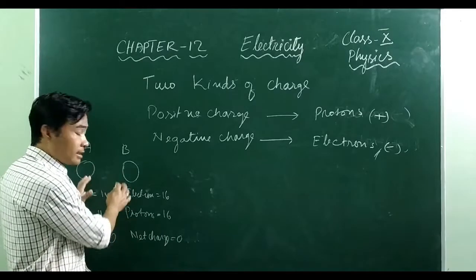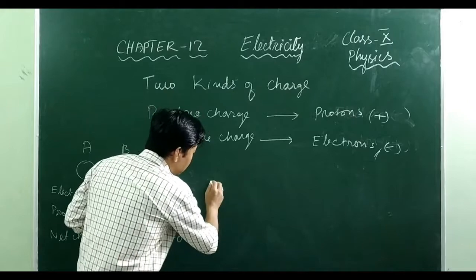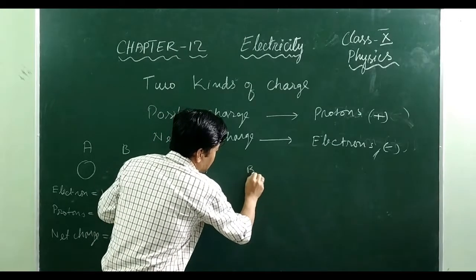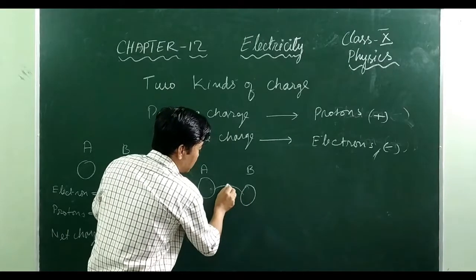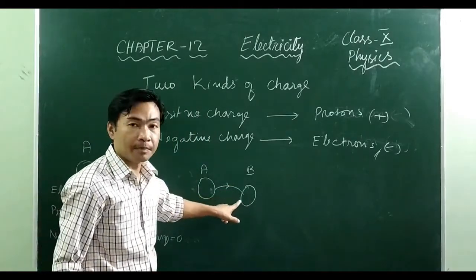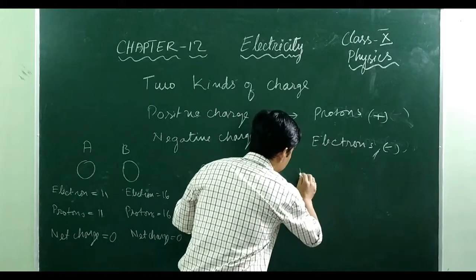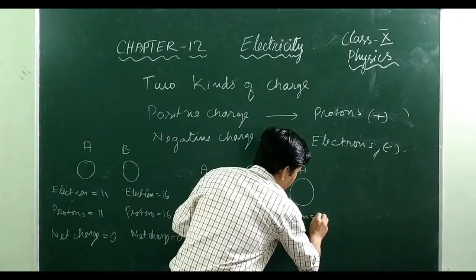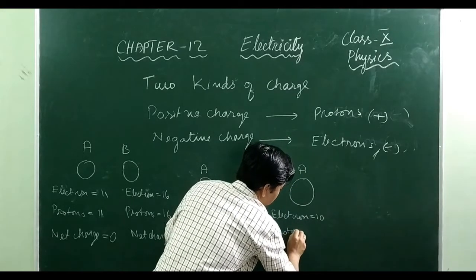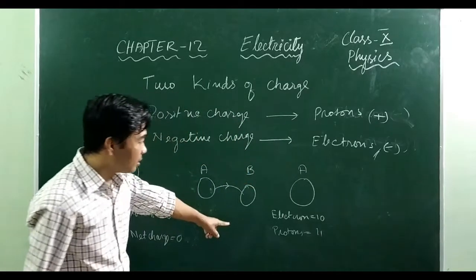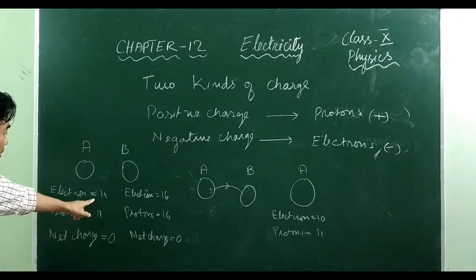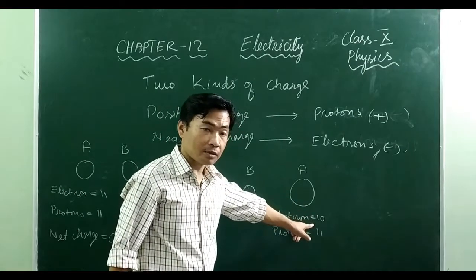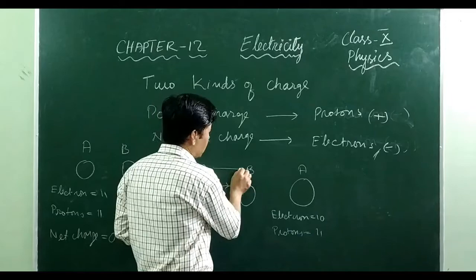So during the rubbing, let's rub these atoms. During the process of rubbing, what happened here? One electron gets transferred from atom A to atom B. After rubbing, atom A has 10 electrons and 11 protons. See the difference here. Before rubbing, the number of electrons and protons were equally balanced. After rubbing, the number of electrons becomes 10, so one electron has been transferred to atom B.